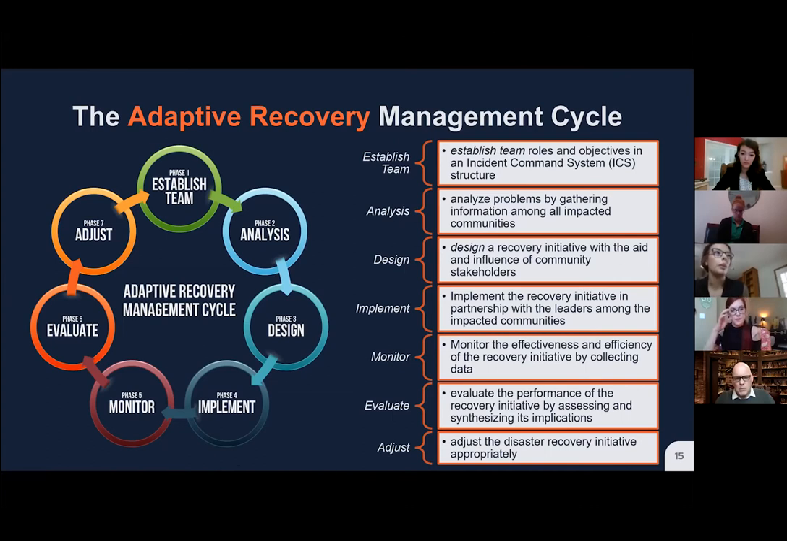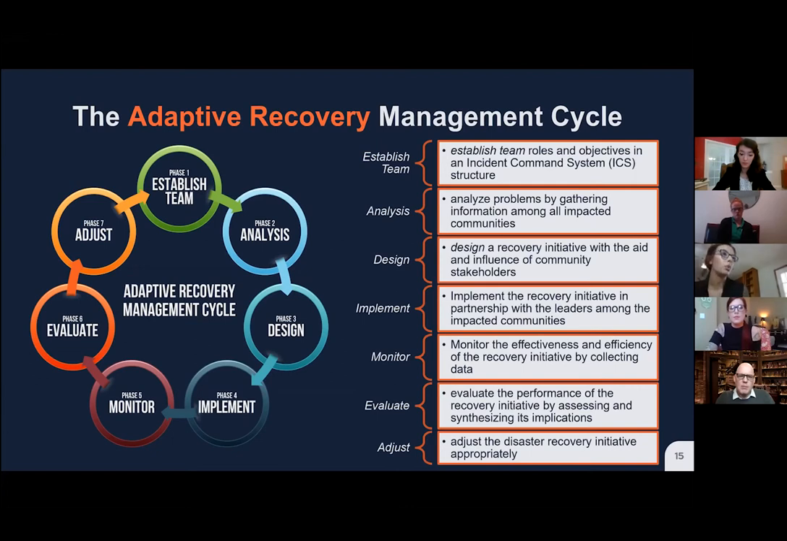In the evaluation process, the team will bring together all information accrued during the previous ARMC phases to assess the recovery initiative. Outputs and outcomes will be addressed to determine the effectiveness and efficiency of the initiative's inputs. To ensure objectives are met, data will be disseminated in both quantifiable and qualitative terms.